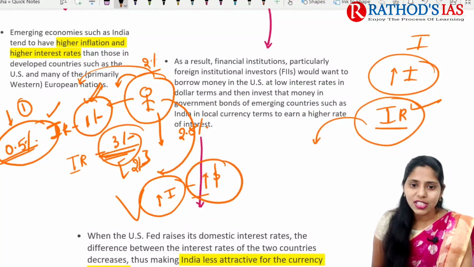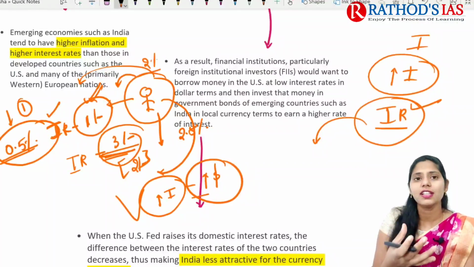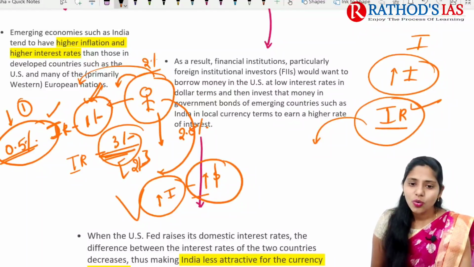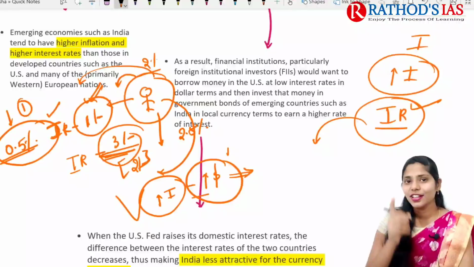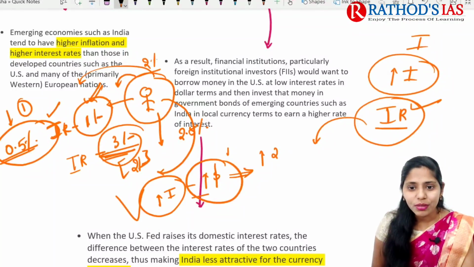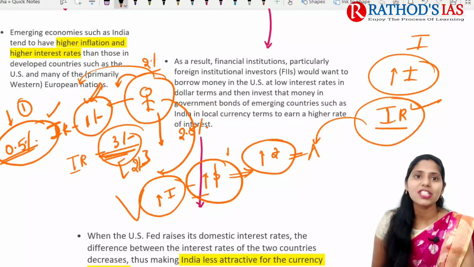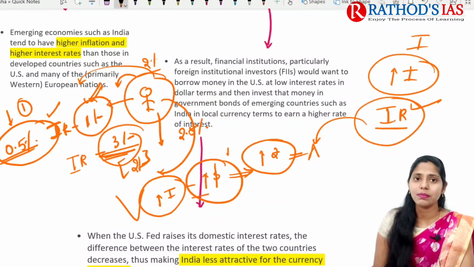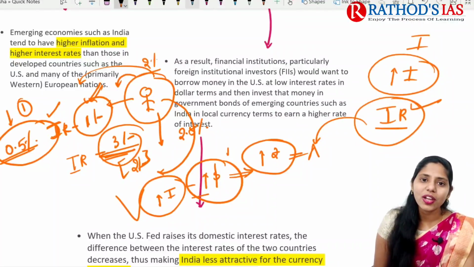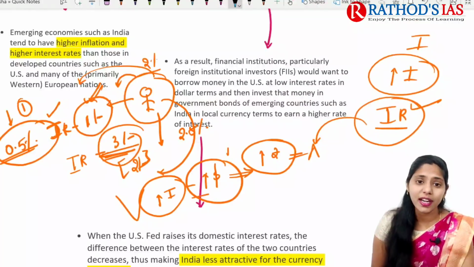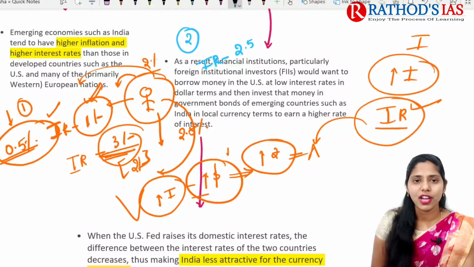Whenever the number of dollars coming to India is very high, that will lead to a decrease in the demand for dollar. That means there will be an increase in demand for rupee. That means we can see appreciation, that means the rupee will become stronger compared to the dollar. And if you are talking about the second scenario, I will be changing the color of the pen. So the second scenario here is that interest rate in America mainly increased to, for example, 2.5%.